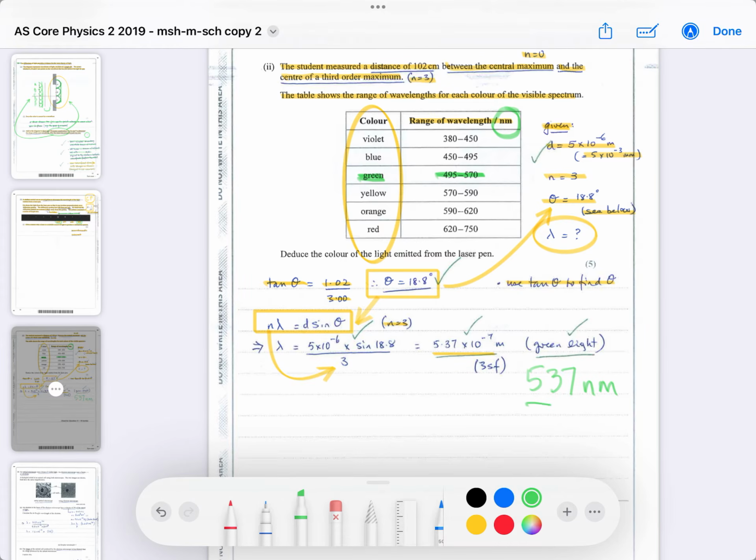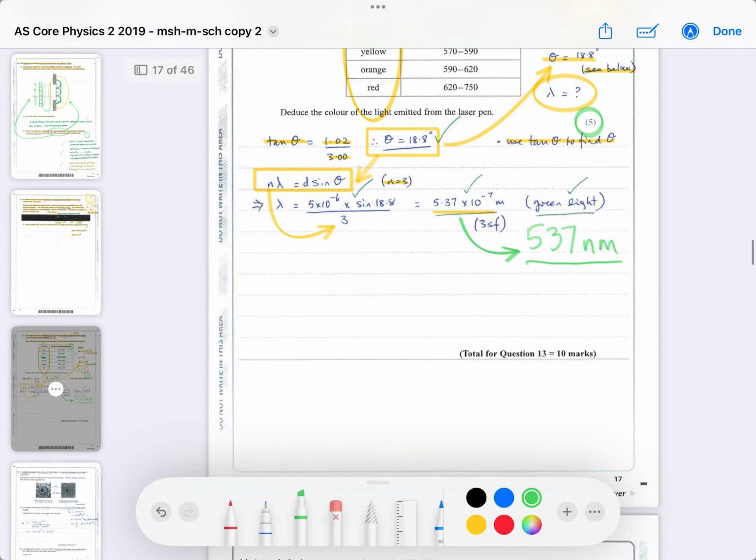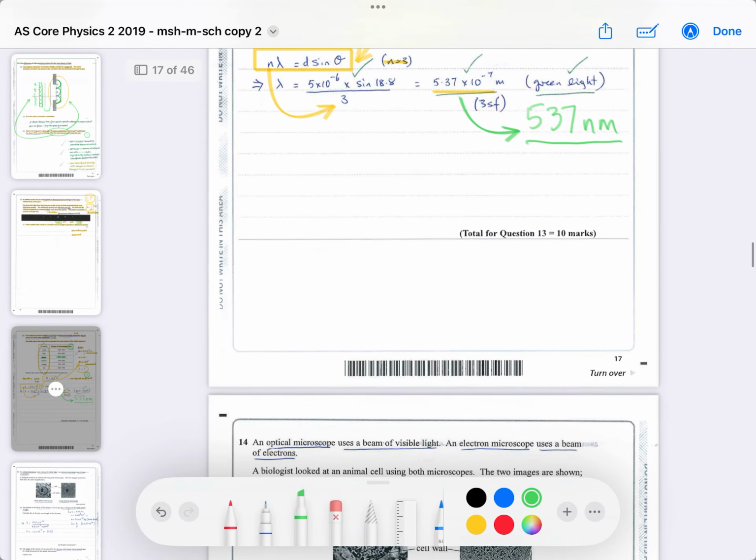There's an alternative way of writing 5.37 times 10 to the minus 7. So it's in the green range, so it's green light, and there you can see where I've given the ticks is where you get the marks. Should be hopefully 5 ticks there. 1, 2, 3, 4, 5 is what I see, and then you can go and check that on the mark scheme at the end. That gives us 10 more marks.